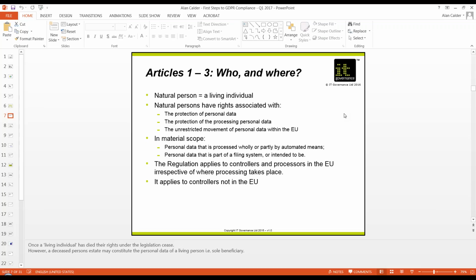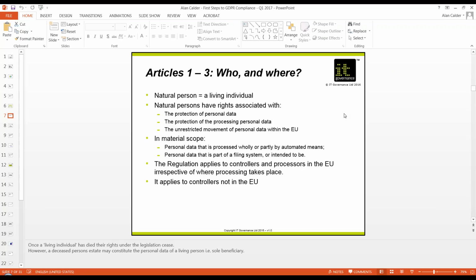So the starting point for GDPR is who is involved, what's the scope. The scope of GDPR is any natural persons, living individuals. So by definition, somebody who's died has no rights under GDPR. Anybody who's alive has rights, and those rights are to do with the protection of their data, the protection of the systems in which their data is being processed, and unrestricted movement of their data within the European Union.